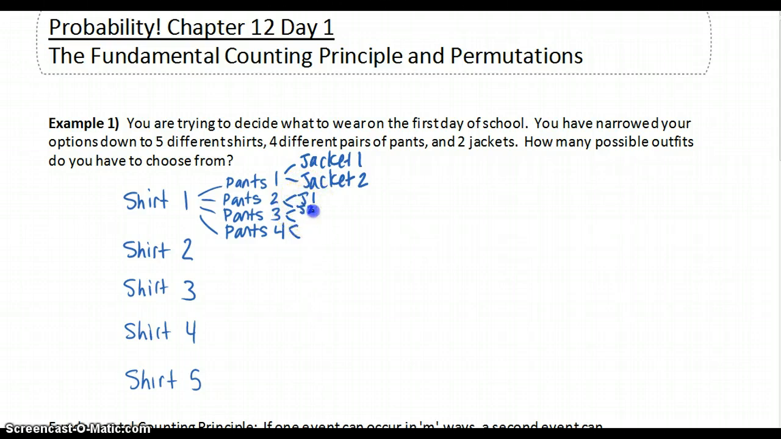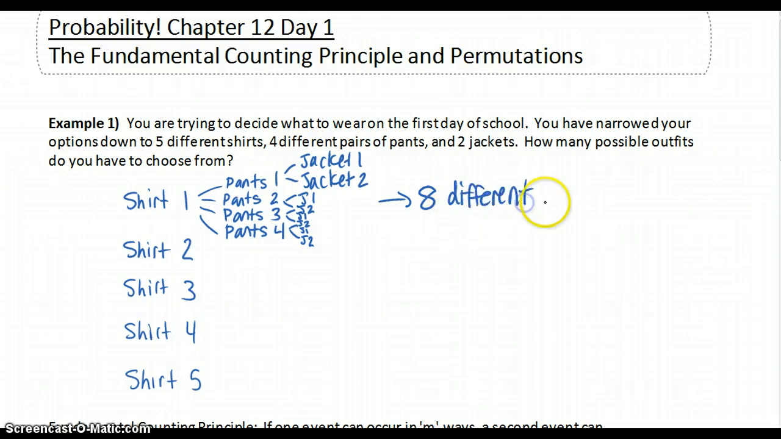So just to shorten it, I'm going to write J1, J2, and it's getting kind of squished in here. But you can see, right? Shirt 1, we could do shirt 1, pants 1, jacket 1. We could do shirt 1, pants 1, jacket 2. Shirt 1, pants 2, jacket 1. Shirt 1, pants 2, jacket 2. So there are a bunch of different possibilities, and if we count them, well, we have 1, 2, 3, 4, 5, 6, 7, 8. So this gives us 8 different outfits.